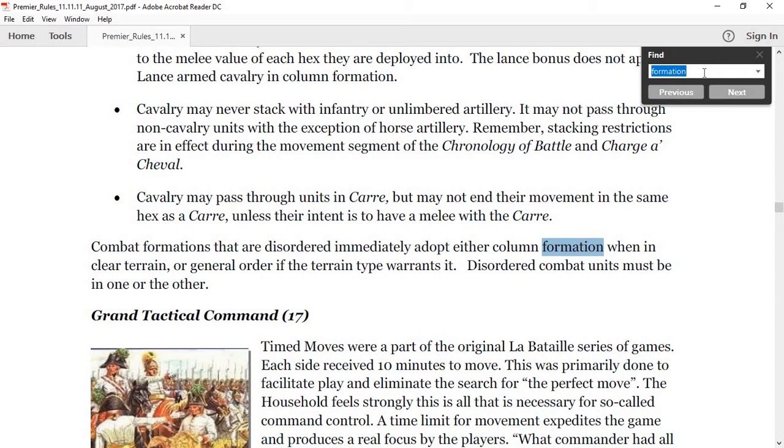Combat formations that are disordered immediately adopt either column formation when in clear terrain, or general order if the terrain type warrants it. This is actually something to remember. I'd already run across what formation they assume when they basically rally, but also combat formations that are disordered immediately adopt either column formation. And I imagine this could actually be significant in play, depending on what happens immediately after the disordering. Disordered combat units must be in one or the other.